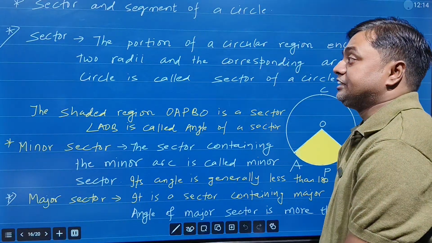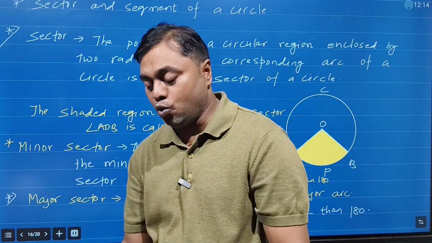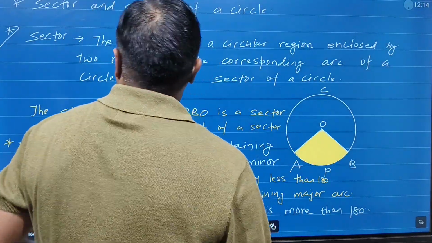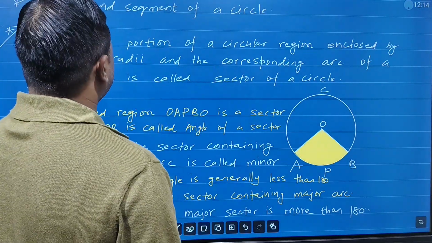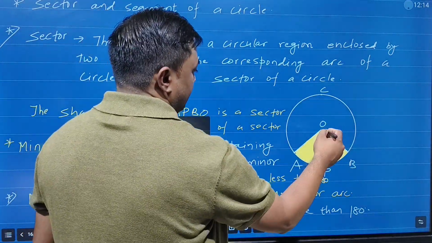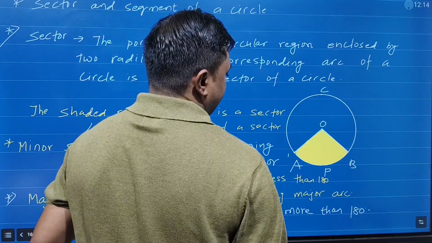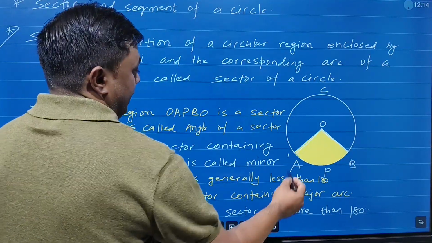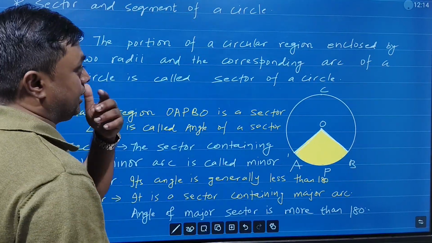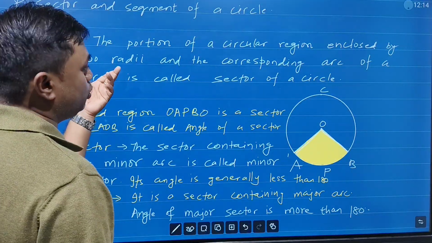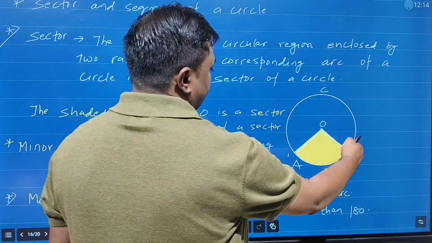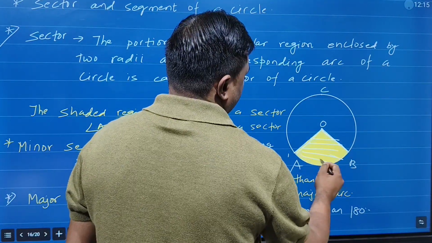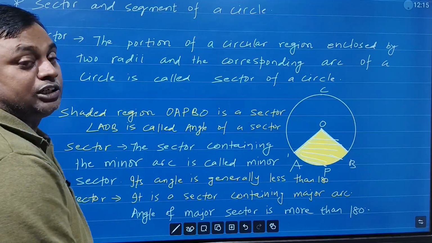Next, sector and segment of a circle. Try to understand, this is a new concept which is added in grade 9. So what is a sector? The portion of a circular region enclosed by the two radii. So consider a circle in which OA and OB are the radii, and AB is the arc. So the portion of a circular region enclosed by the two radii and the corresponding arc, this part you can see, is called a sector of a circle.